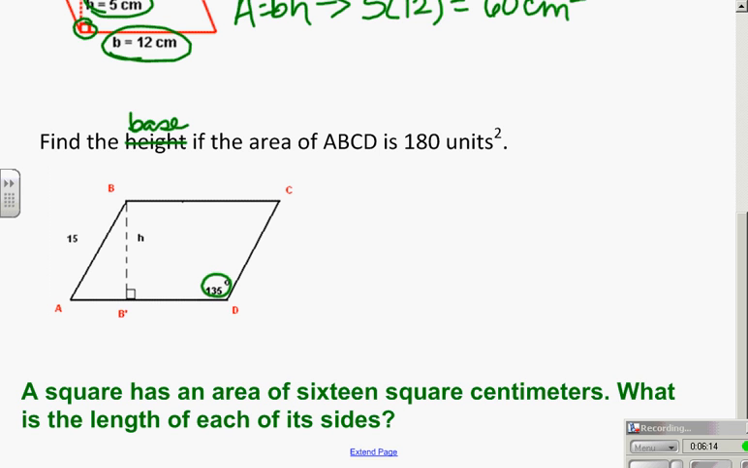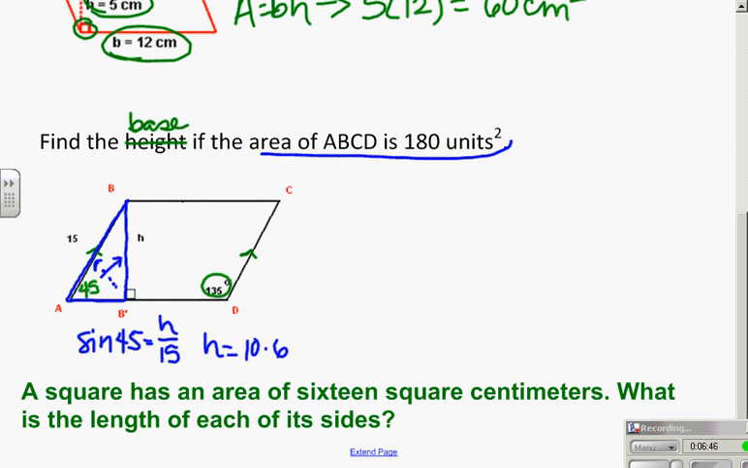The consecutive angles in a parallelogram are supplementary, because remember the whole parallel lines and same side interior. So that means that this angle right here is 45. From that information, I can focus on this triangle, and using the sine of 45 is equal to h over 15, I can calculate my height to be 10.6.